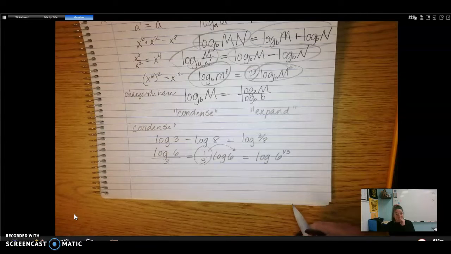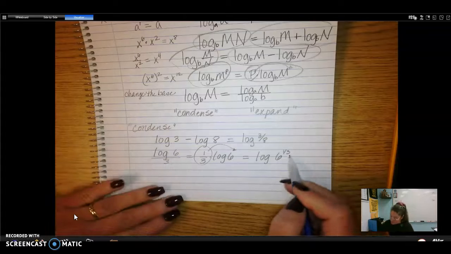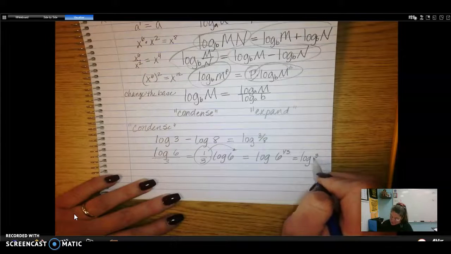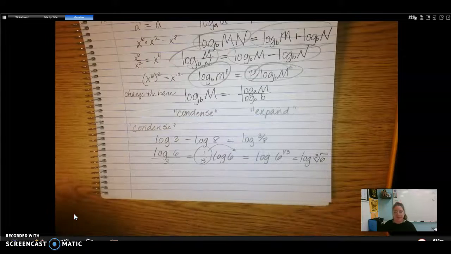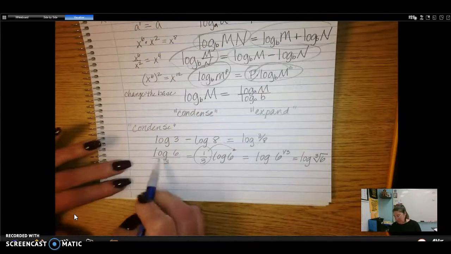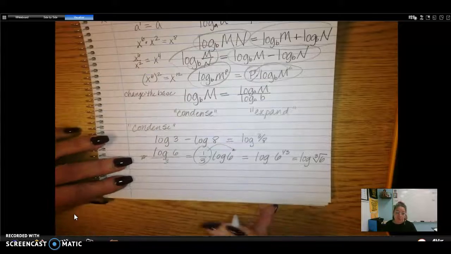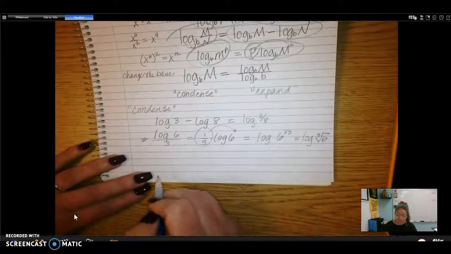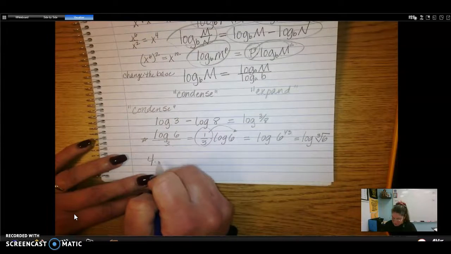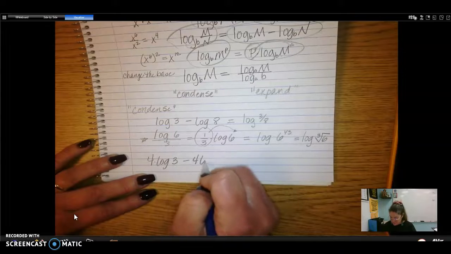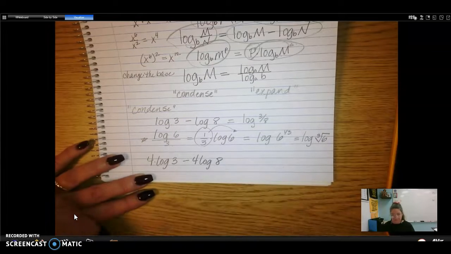Now, if you remember from way back when, 1/3 can also be written as a cubed root. So there's a couple of different ways we can write this particular example. We have one more example to do, and then I'm going to show you the Clue game. All right, 4 times the log of 3 minus 4 times the log of 8.